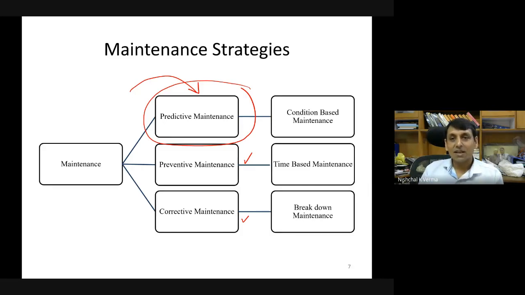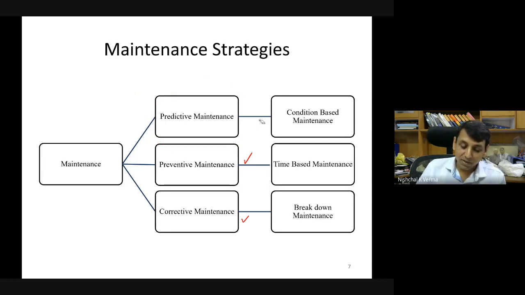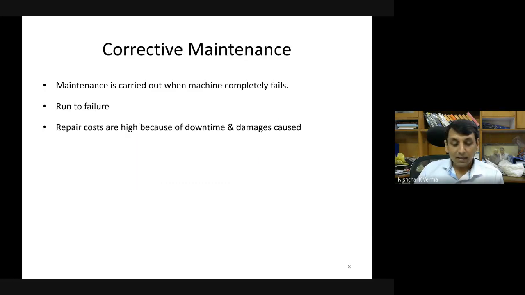It predicts that the machine, the car, whatever, is going to break down after this much period. So when I come to know this, I immediately take my car, my machine, and get it corrected before anything happens. So preventive is part of this also. Please understand that predictive maintenance is very popular nowadays.